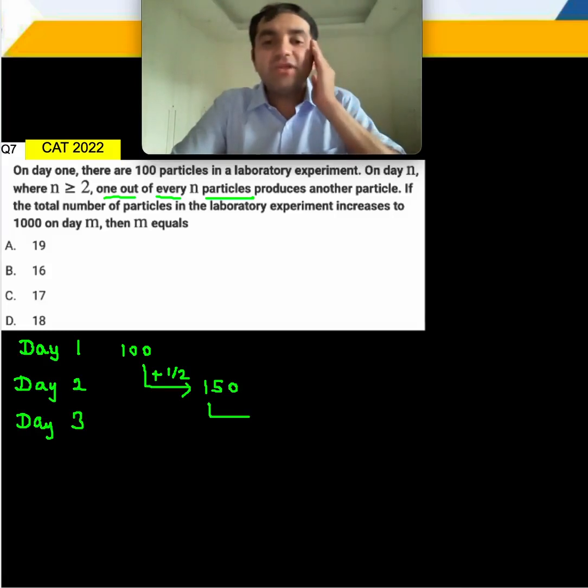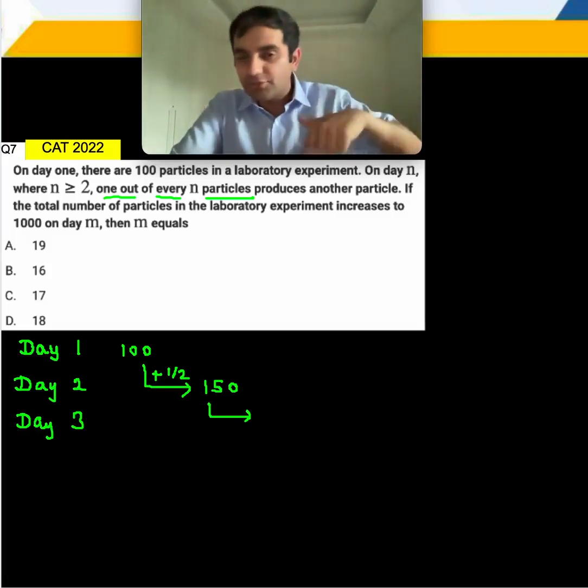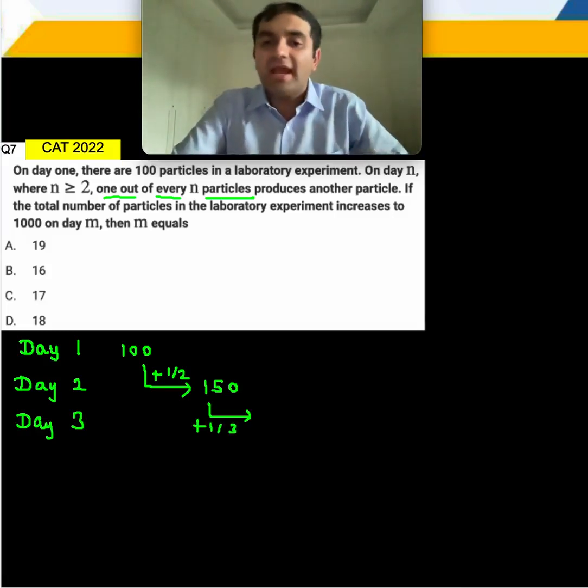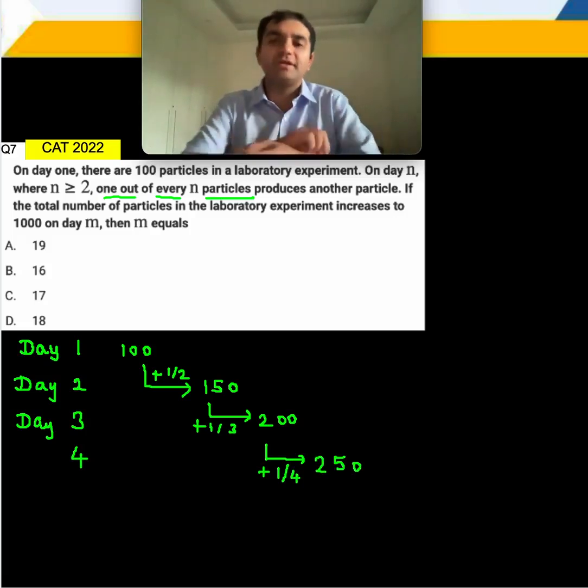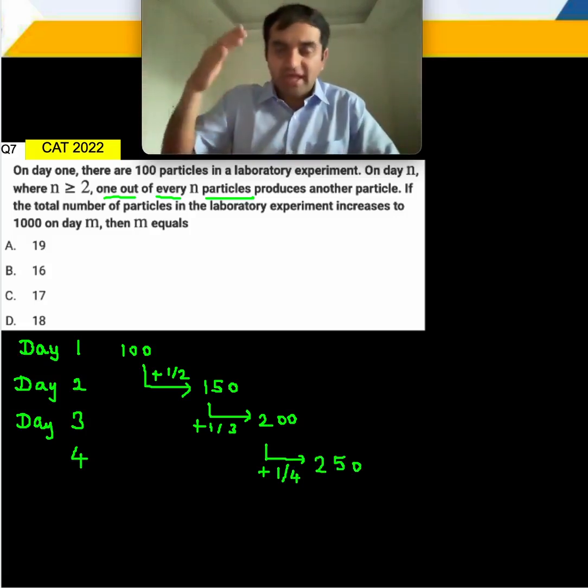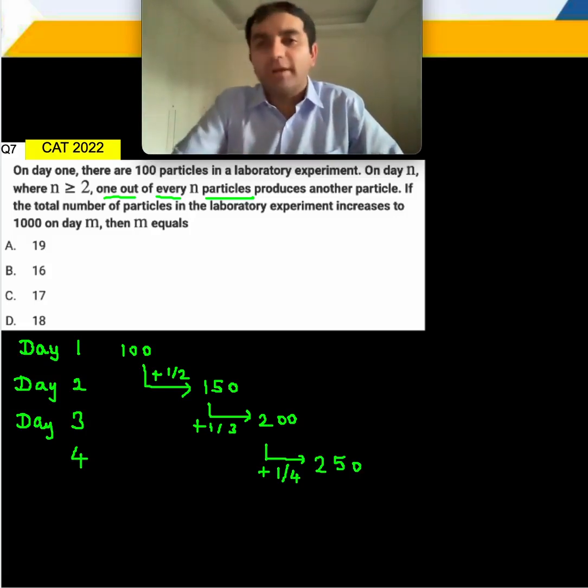Then on day 3, 1 out of every 3 particles, so you will add 1/3, and 1/3 is again 50, so 150 plus 50 becomes 200. And then on day 4, you'll add 1/4. 200's 1/4 is again 50, and you get 250 particles. So I noticed that on every day 50 new particles have been added.